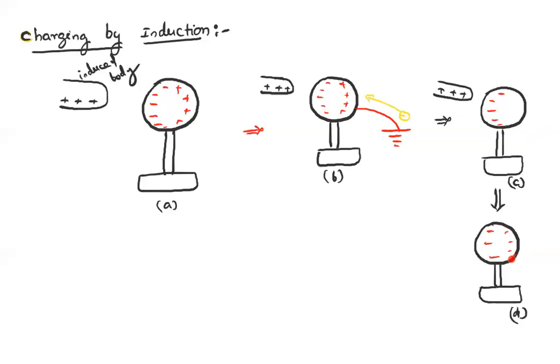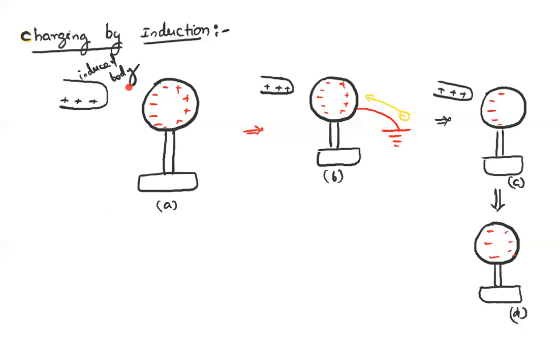Suppose I would like to make the sphere a positively charged body; then the inducing body should have negative charge instead of positive. The same thing will happen and you will get the induced charge on the body, so the body becomes either positively or negatively charged. The beauty of this process is that the inducing body, whether positive or negative, does not lose any charge during the process. That is why we can make infinite charged bodies using it without losing its charge.